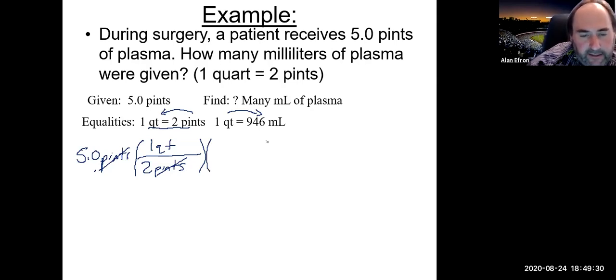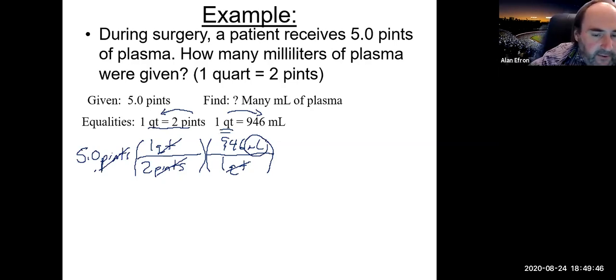on with the calculation, which is what I'm going to do. Quarts are on top, so to get rid of it, we want the quarts on the bottom. So 1 quart will be 946 milliliters. Again, the quarts will cancel. That's going to leave us with milliliters as our only unit, which is good because that's what we're looking for.